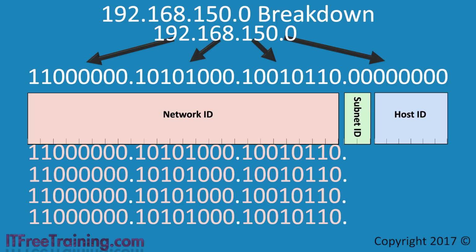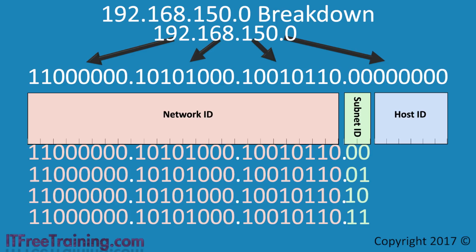For the first network, this will be 0 in binary, which is 00. For the rest of the networks, it is just a matter of adding 1 each time. So the next network will be 1, which is 01 in binary. The next network will be 2, which is 10 in binary. Adding 1 again will give us the last network, which is 3 in decimal and 11 in binary. You can see that the process is quite simple to work out the subnet ID.